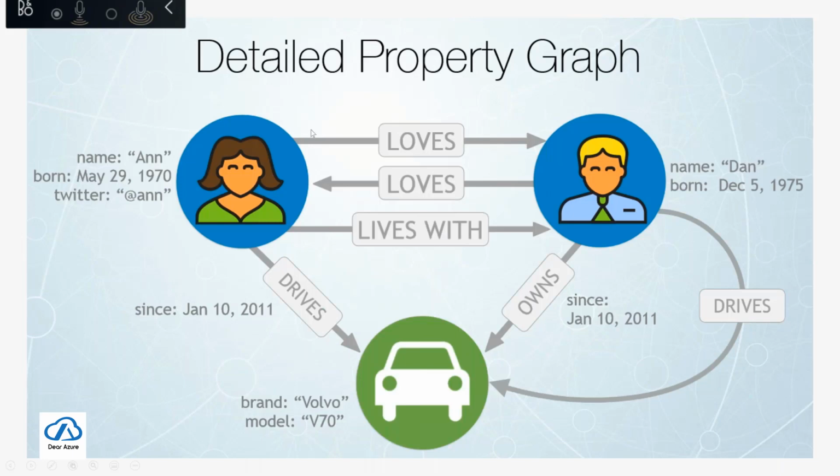So if you see now, Dan, Anne basically has some properties assigned to her. What are the properties? Her name is Anne. She was born on 29th in 1970. Her Twitter handle is @Anne. And the relationship that she shares with Dan is basically that she loves him and he loves her. We already discussed that part.